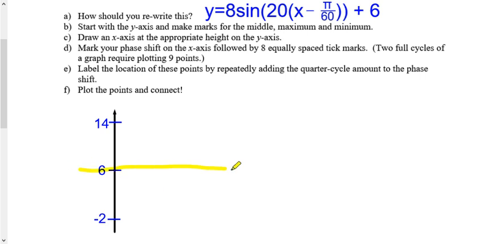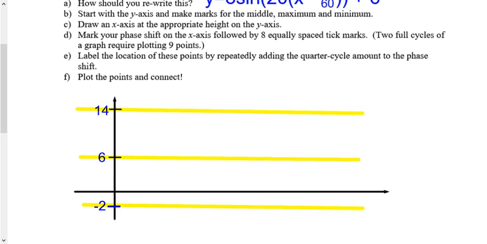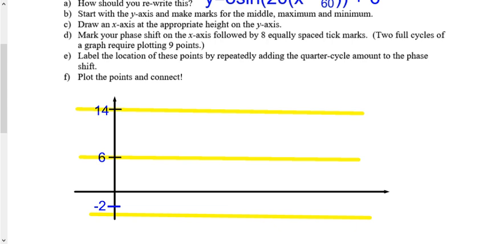Since I don't have any lines on my paper, I would usually take my highlighter and draw lines across at 6, 14, and -2. I love my highlighter. It straightens my lines for me. The next thing I want to do is draw an x-axis at the appropriate height. So I can't just randomly draw my x-axis down at the bottom. My x-axis would be between the -2 and the 6. So I put my x-axis on there, and next I need to mark my phase shift on the x-axis, followed by 8 equally spaced tick marks. So I'm just going to pop up some tick marks.